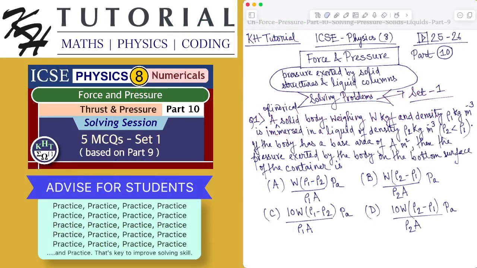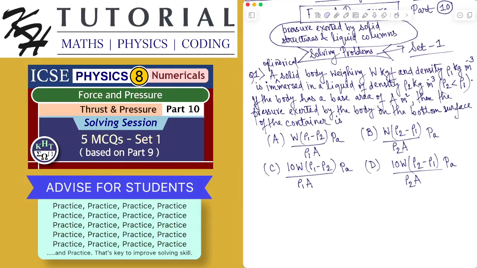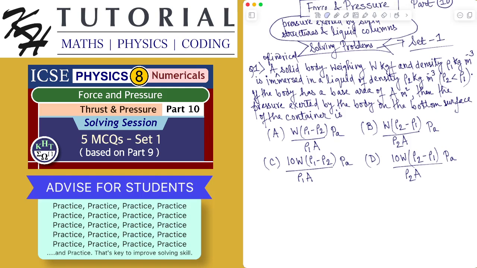Okay, so the first problem says that a cylindrical solid body weighing W kgf and density ρ1 kilogram per meter cube is immersed in a liquid of density ρ2 kilogram per meter cube, where it is given ρ2 is less than ρ1. That is, the solid body is denser than the liquid. If the body has a base area of A meter square, then the pressure exerted by the body on the bottom surface of the container is.